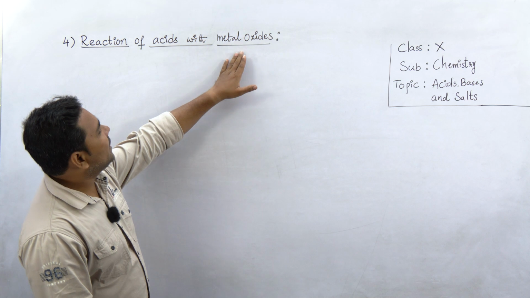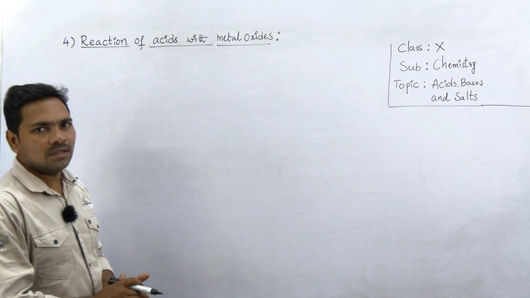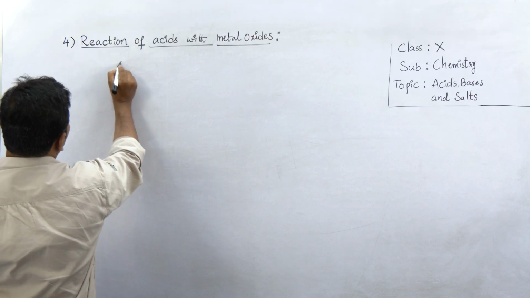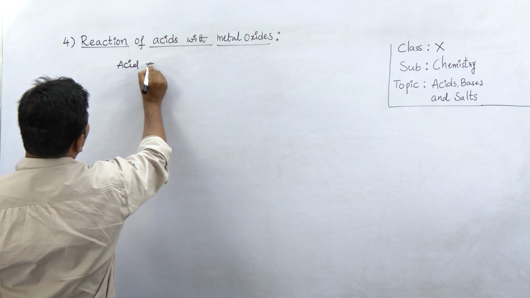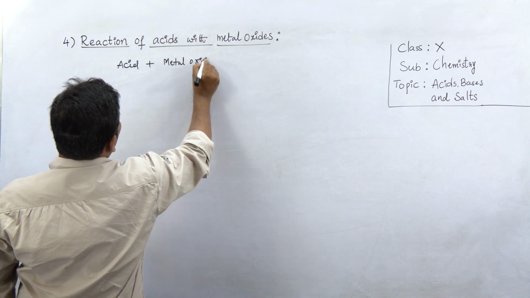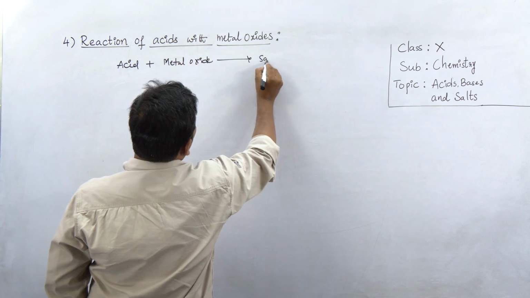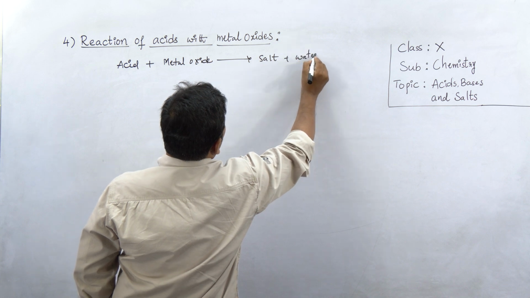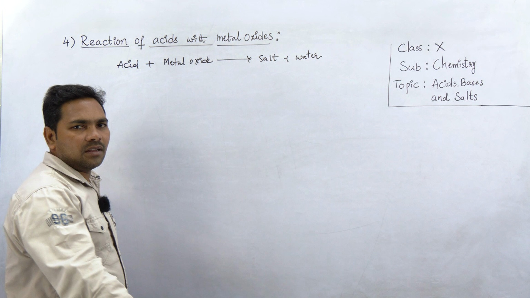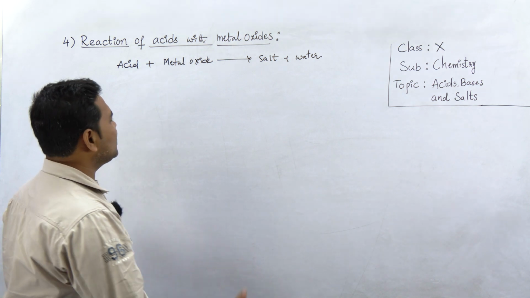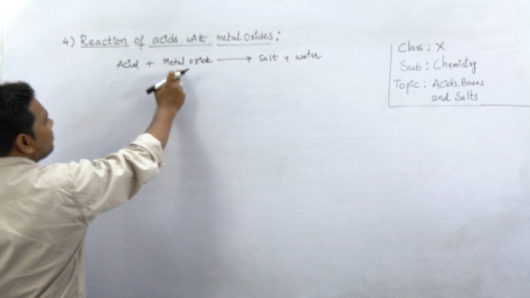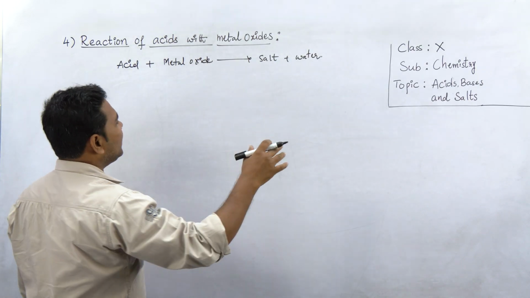Now, how do those metal oxides react with the acids? The reaction we see generally is like this. Acid solution reacts with the metal oxide. It always produces salt and water. Salt and water. So you see, salt and water are the products of an earlier chemical reaction. What is it? Neutralization reaction. In neutralization also, products are salt and water. When acid reacts with metal oxide, the products are also the same, salt and water.